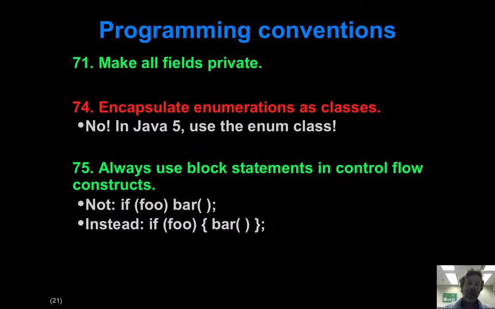All fields should be private. Okay, so all instance variables should be declared private. If you need to expose an instance variable to the outside world, then you define a getter for it. This was written prior to Java 5, and so they didn't have enumerations at that point, so rule number 74 talks about that, but you don't have to do that anymore. There's just an enumerated class.